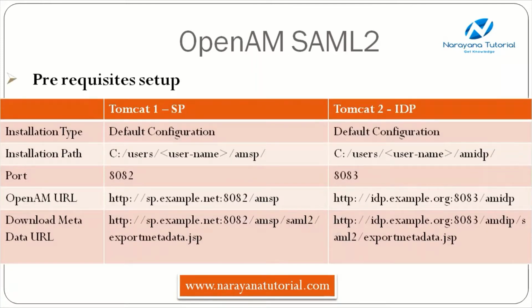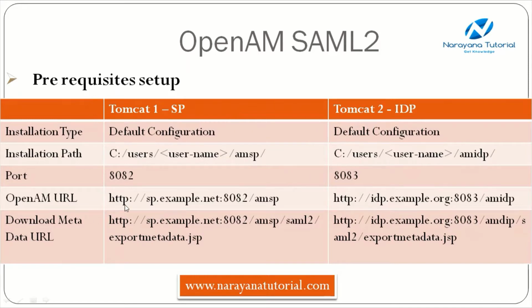The installation type is default. We will install OpenAM with the default configuration, not a custom configuration. Tomcat 1 is the SP and Tomcat 2 is the IDP. The installation will happen under the users directory, like AMSP and here AMIDP. The port we are using is 8082 for SP and 8083 for the IDP Tomcat.